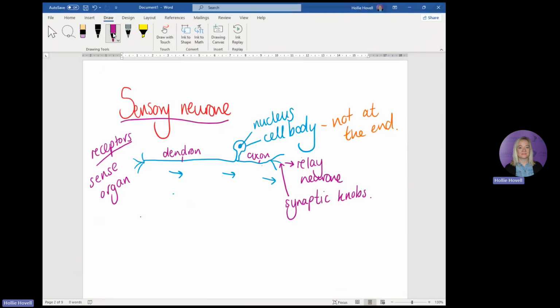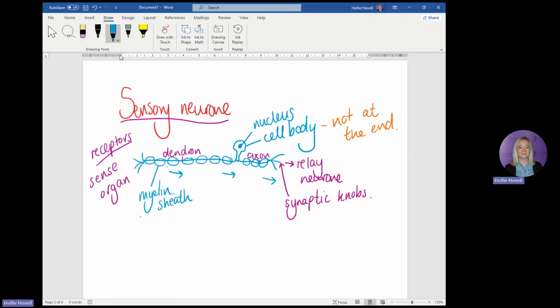The other thing that you might have drawn on your neuron is some cells wrapped around the dendron and the axon all the way along here. And those cells make up what we call the myelin sheath. So if it's got those, we say the neuron is myelinated, okay? And that helps the signal to go faster.